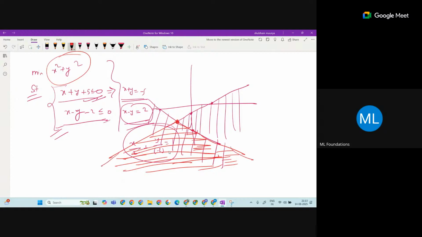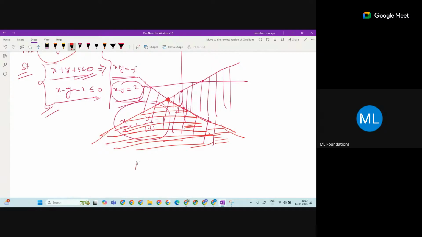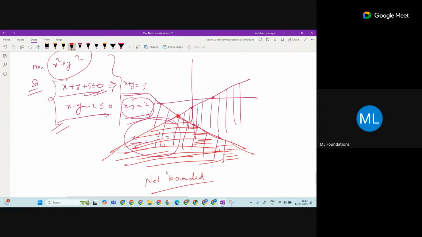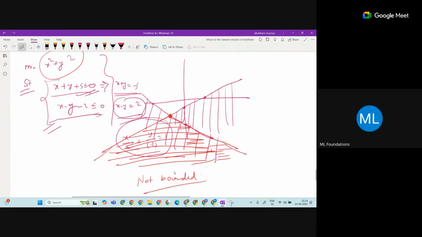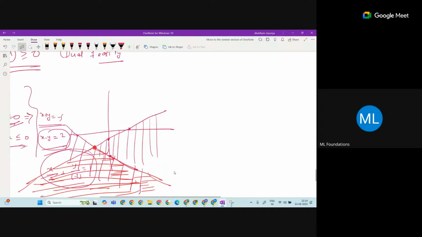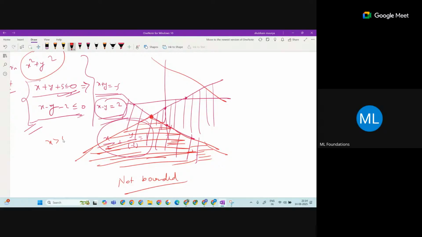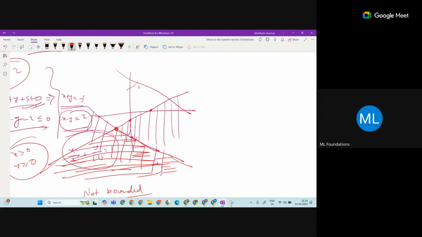See, this feasible region is not bounded also. But our course is done for the bounded one. So this is not a bounded feasible region. To solve, your region should be feasible and bounded. So if I add x greater than 0, y greater than 0, these conditions are needed here. Then you will get a bounded feasible region like this.